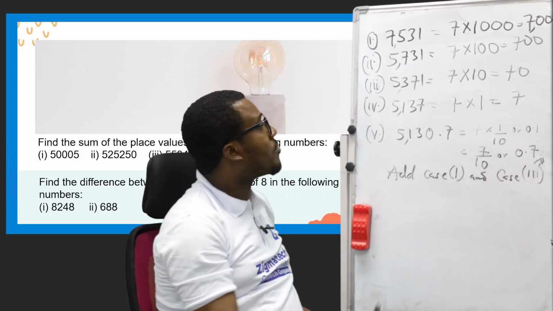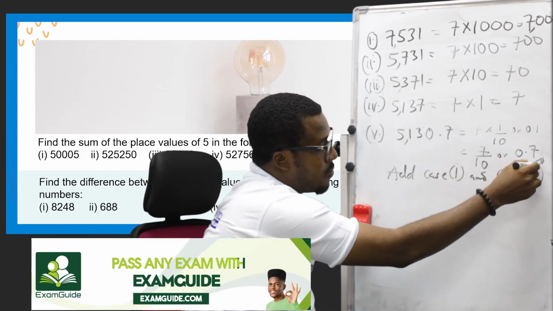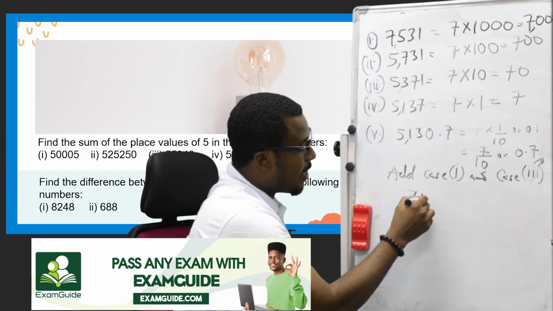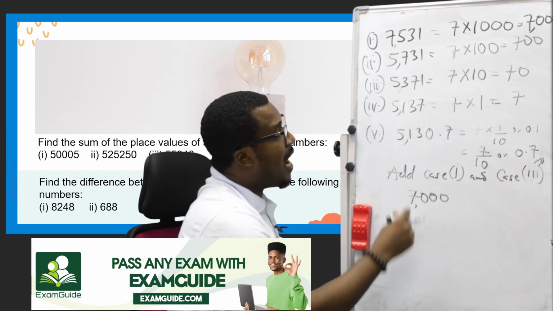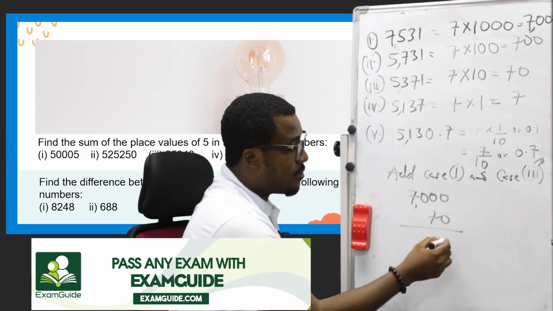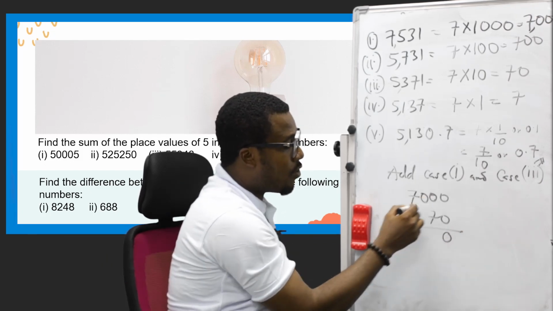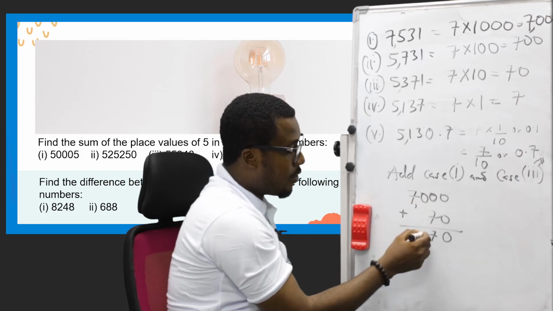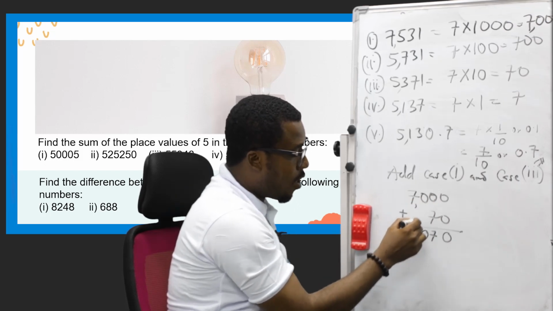What do I do? It's simple. I know that I have 7,000 in my case number 1, and in my case number 3, I have 70. Just to add them, you have 0 plus 7, 7. 0 will come down, 7 will come down.